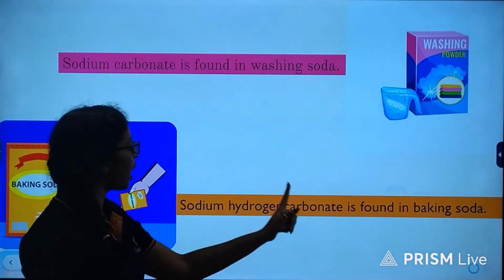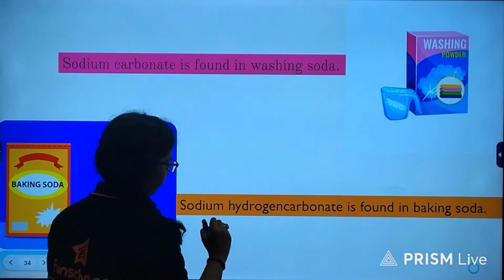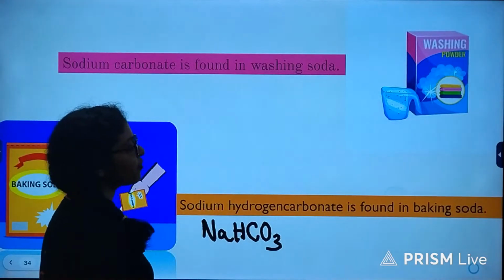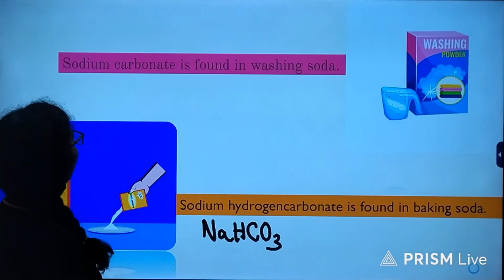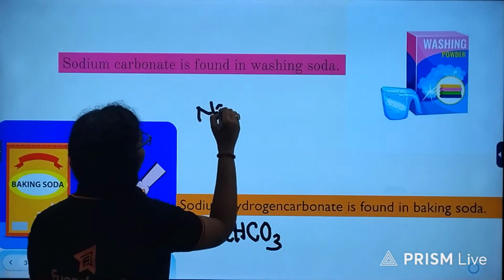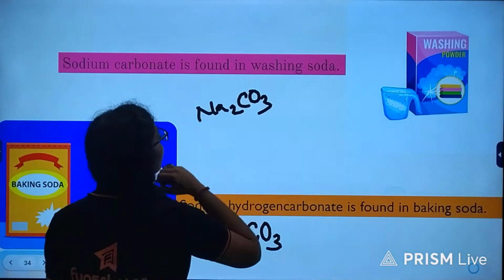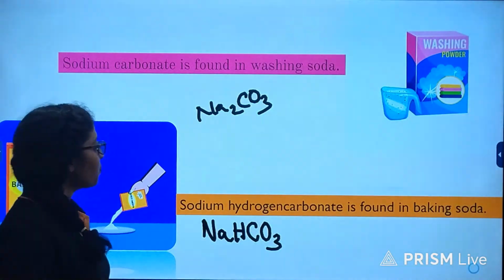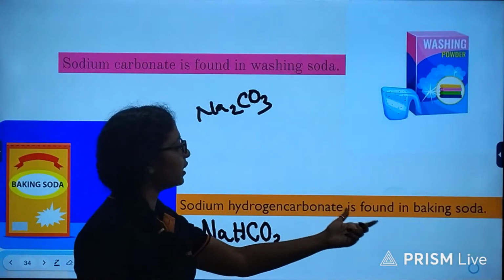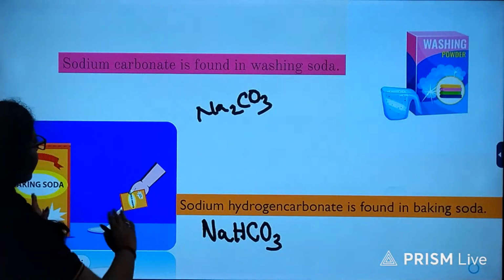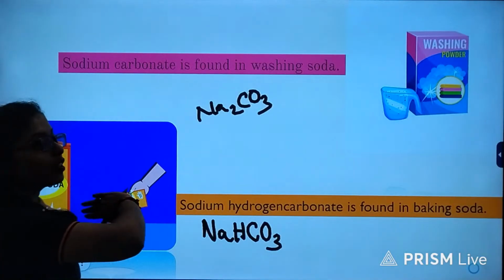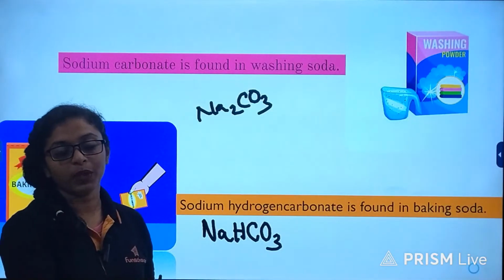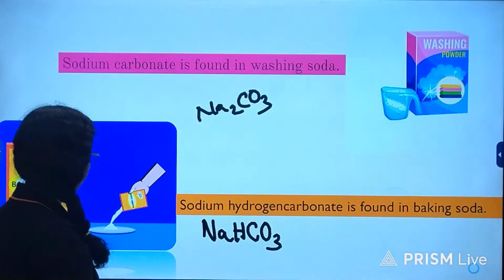Sodium hydrogen carbonate is found in baking soda. If the formula is wrong, you are the one who will be correcting me. So sodium hydrogen carbonate is found in baking soda. Baking soda, washing soda, caustic soda and potash soda are all examples of a very familiar base group.